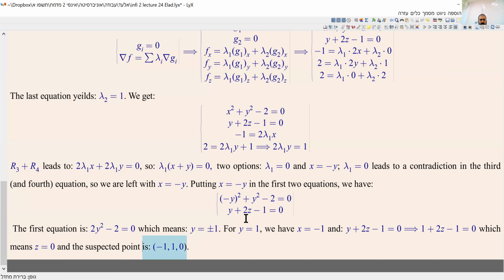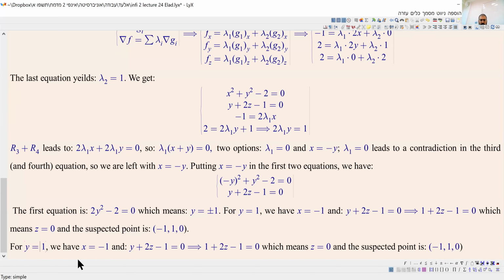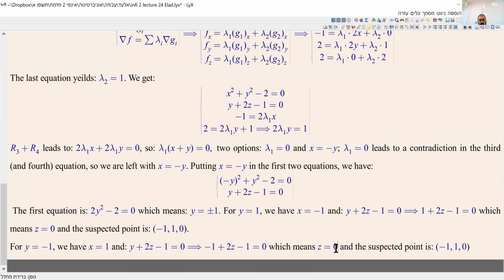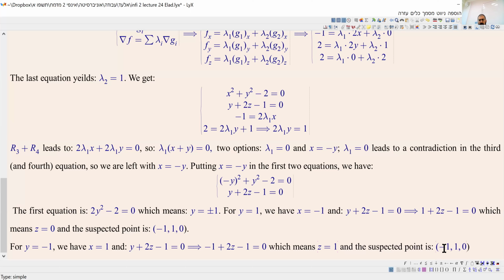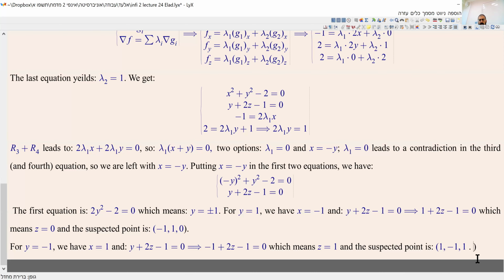What do we get for y equals minus 1? Copy, paste, and change. For y equals minus 1, we have x is 1, and this equation means that 2z is 2, which means z is 1, and the suspected point is 1, minus 1, and 1. Can a point be both minimum and maximum? The same point, I mean, not at the same time. They could be either, without checking. Yes.